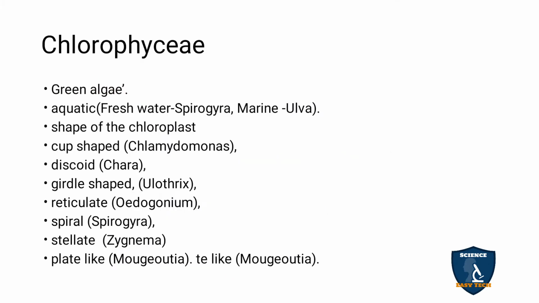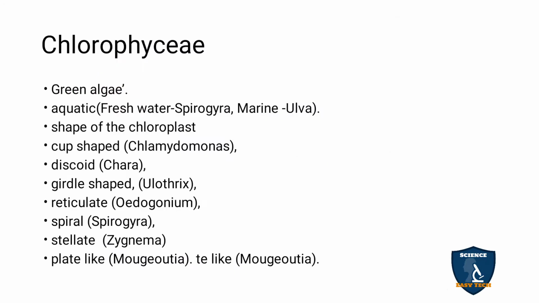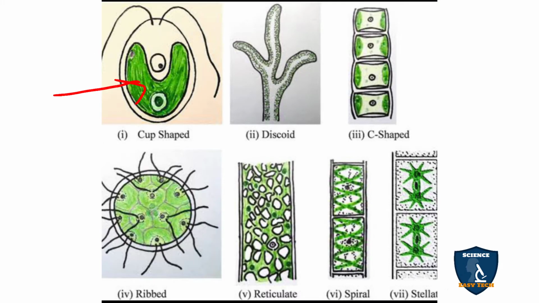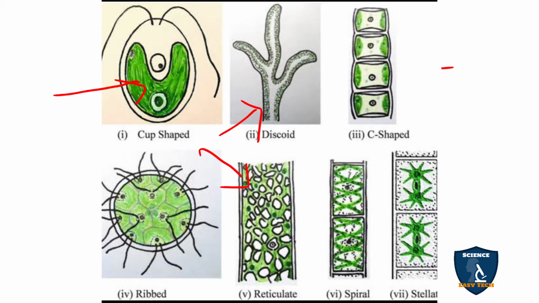Example is Chlamydomonas. And discoid, example Chara. Reticulate, Oedogonium. So you can see this reticulate Oedogonium and discoid Chara. This is the example. Girdle shaped, Ulothrix. You can see the girdle shape or dumbbell shape. So the girdle is dumbbell shaped. That example is Ulothrix.